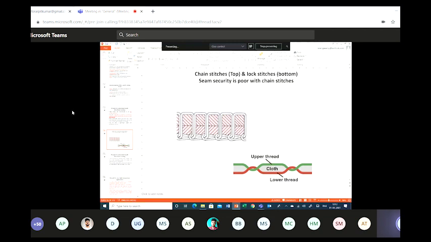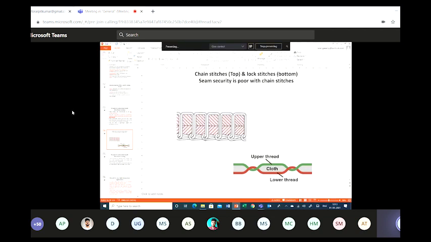Imagine in the case of chain stitch, there is only one thread coming down and forming a loop. In that loop, the next stitch thread is also forming. So it's a continuous interlooping. Imagine if there is a cut, somewhere here the thread is broken. Once a thread is broken anywhere along the stitches, it is very easy for the thread to come out. That is called stitch undoing.